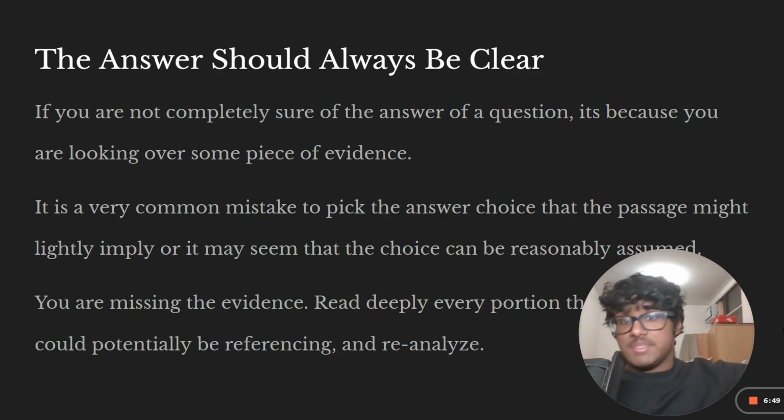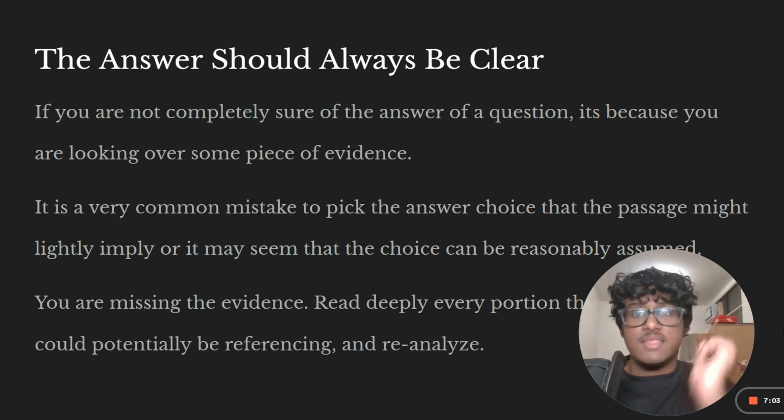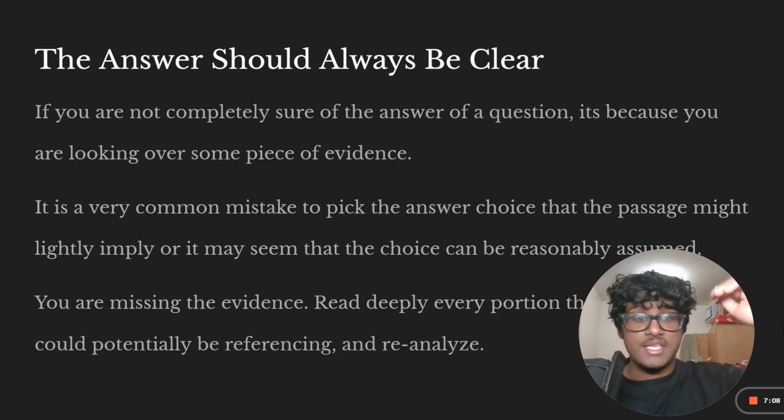And it's a very common mistake to actually pick the answer choice that might be lightly implied or reasonably assumed. But if all the other answer choices are terrible, then it might be the lightly implied answer choice, right? But almost 90% of the time, almost 95% of the time, the answer choice is going to be explicitly clear. It's going to be explicitly clear because it applies completely to the passage, right? And when it applies completely to the passage, that's when you know the answer is absolutely true, right? You read the specific evidence that the question is hinting at you to read, and then from that, you deduce that the answer has to be that one. It cannot be any other one.